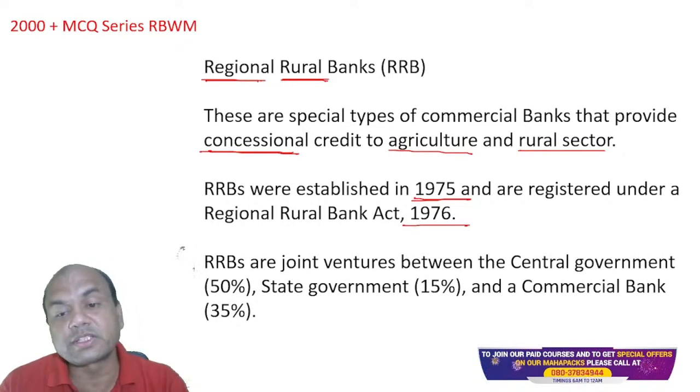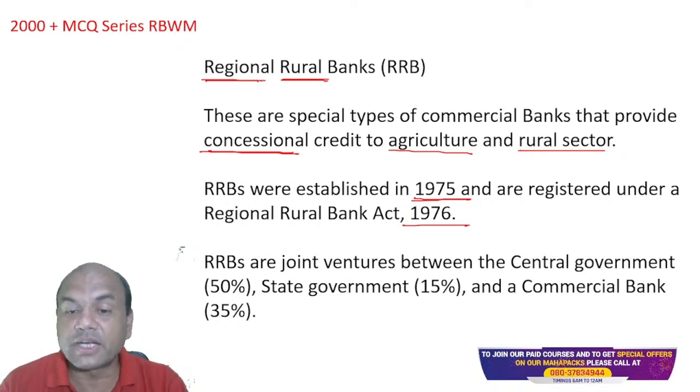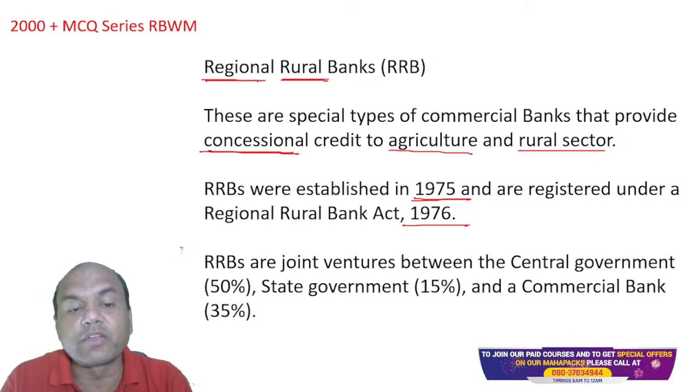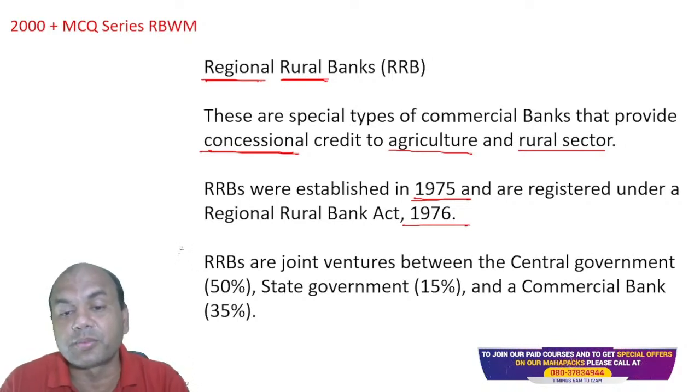RRBs are joint ventures between the central government, state government, and commercial banks. Now, what does this mean? For any RRB which is formed, 50% of the funds or the capital is from the central government.